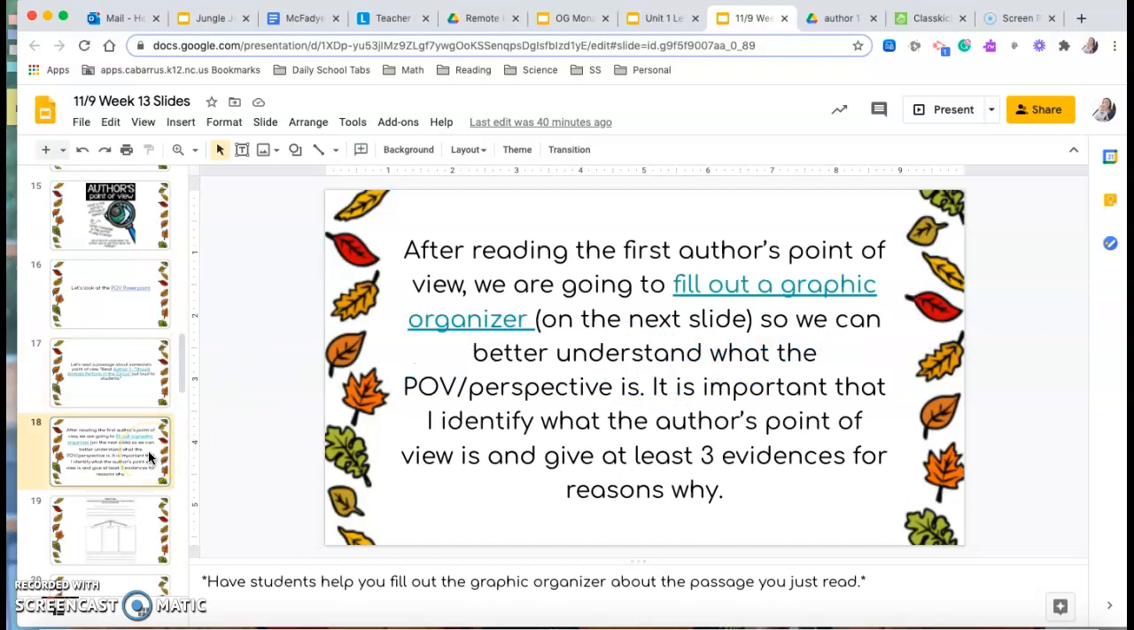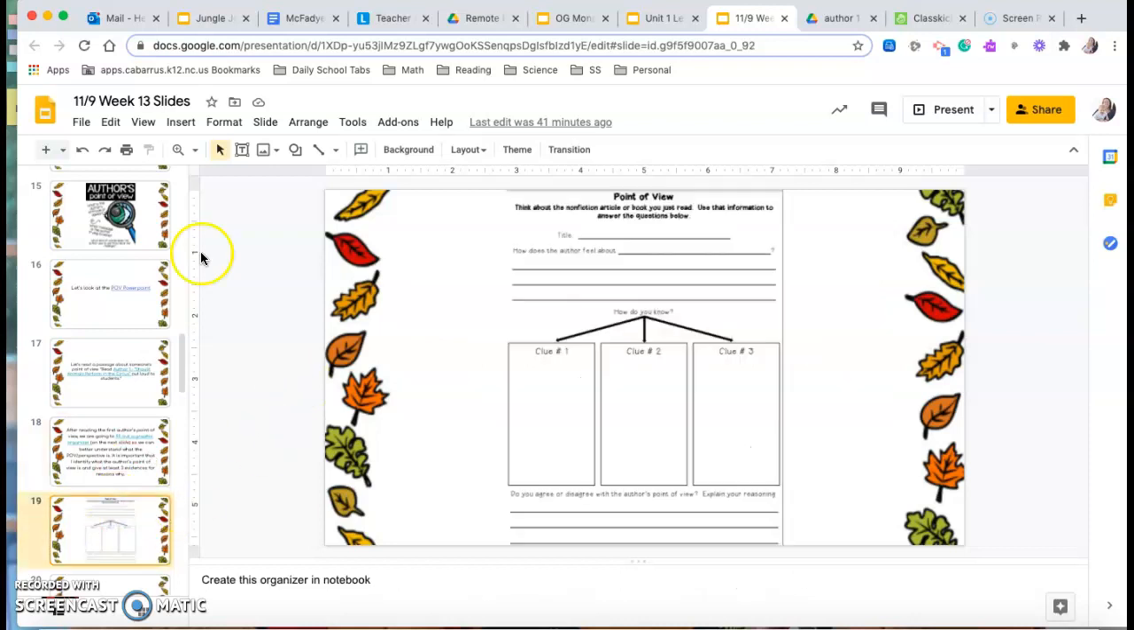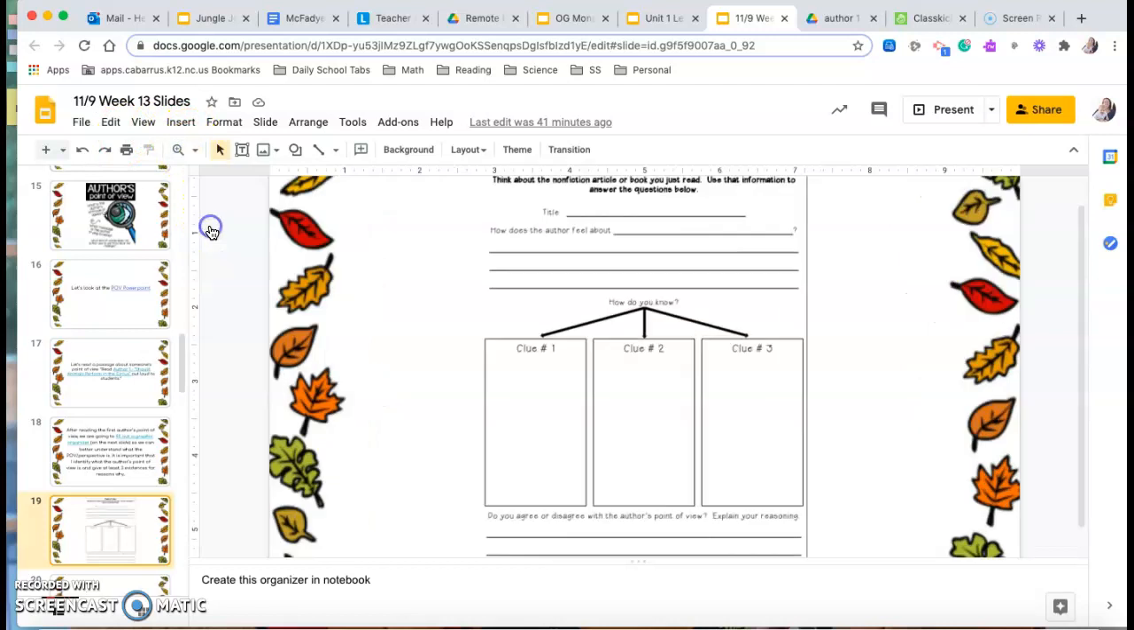After reading the first author's point of view, we're actually going to fill out a graphic organizer, which is on my next slide, so we can better understand what the point of view or perspective is, okay? It is important that we identify what the author's point of view is and give at least 3 evidence or reasons why. So if we look at this, let me zoom in just a smidgen.